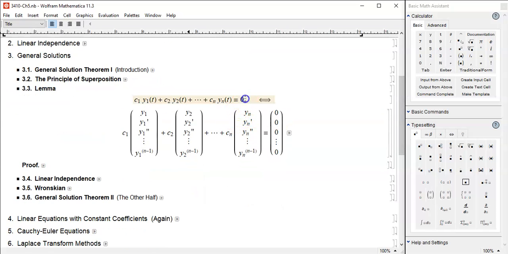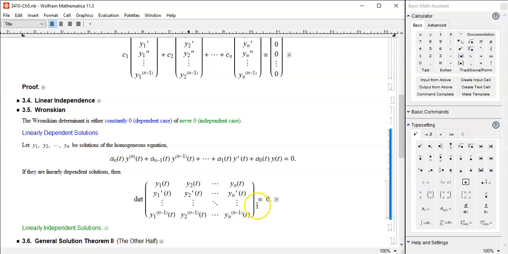The linear combination of y1, y2, all the way to yn is constantly 0 is equivalent to the same linear combination of those column vectors being constantly the 0 vector. Do you recognize these column vectors? y1, y1 prime, y1 double prime, y1 triple prime, and so on, all the way up to the n minus first derivative of y1. Same for y2, same for y3, all the way up to yn. Haven't you seen these column vectors before? You have. Those are the column vectors of the Wronskian matrix.